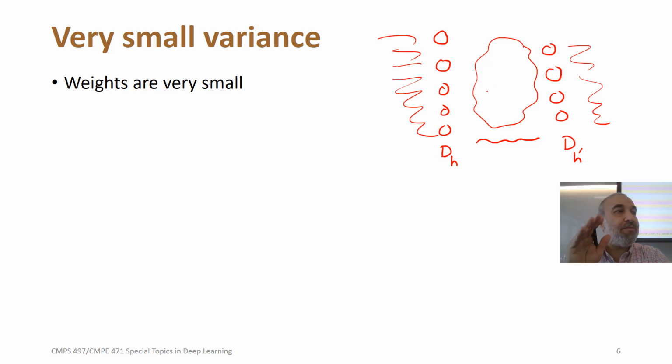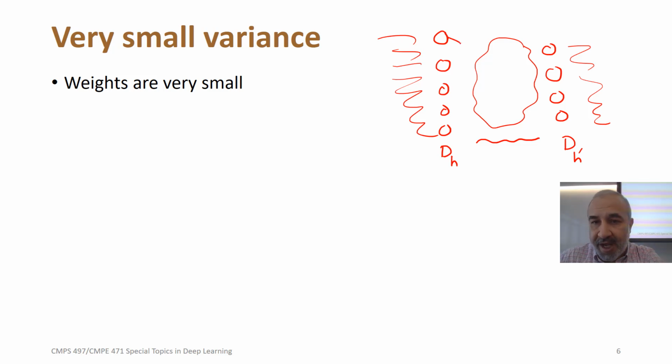Let's assume that we will set the variance for each weight matrix separately, and between every two layers, we can set the variance separately. But let's assume that in this specific case, all the variances will be very small, which means that the weights will be very small. What will happen to the pre-activation values here?